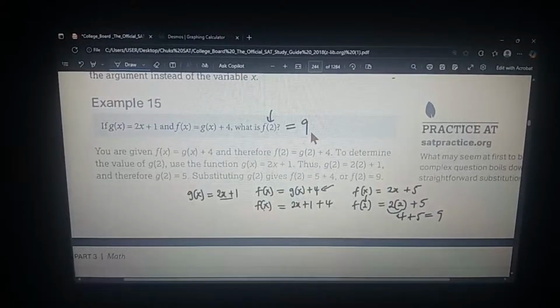So guys, that is the end of that particular question. It was quick and very straightforward. I wish all the questions on the SAT were like this. It was just straight to the point.